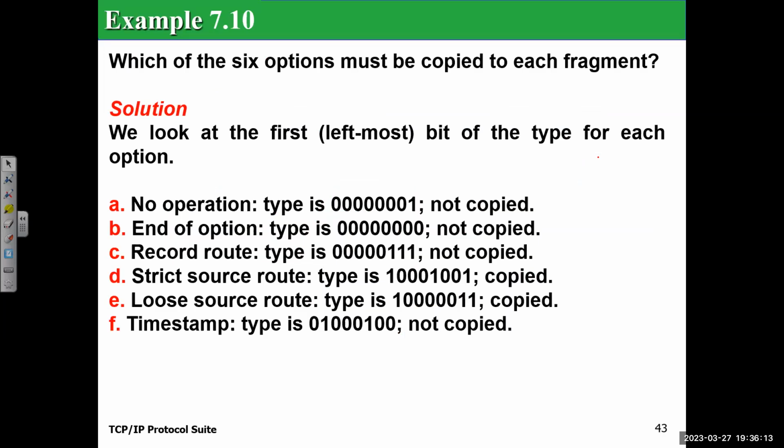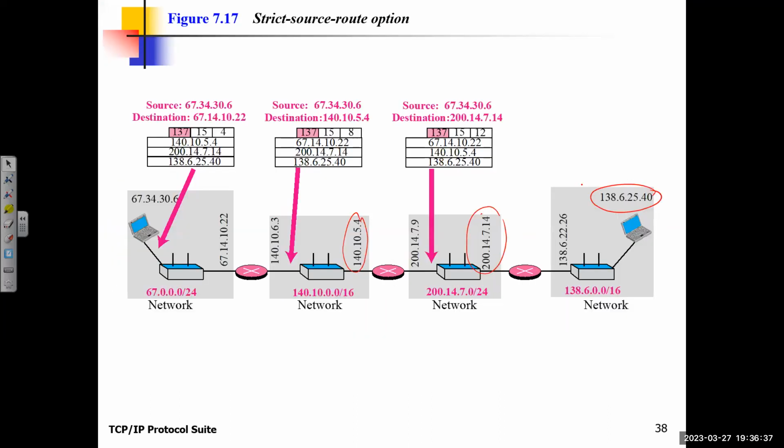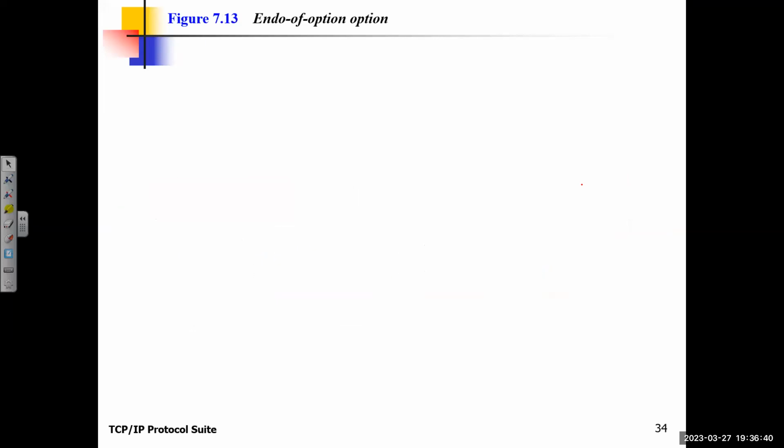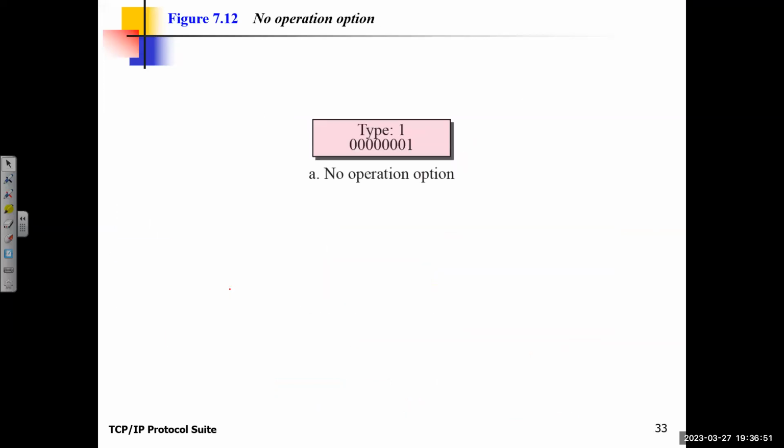So let's do some questions. Remember, which of the 6 options must be copied in each fragment? Remember, when we copy this option to all the fragments, remember the first bit: if it's 0, that means you don't copy it. If it's 1, copy it to all the fragments. If you go back and remember that. Okay, so remember the first bit. If it's 0, you copy it to the first fragment. If it's 1, you copy it to all of them. So if you go back.